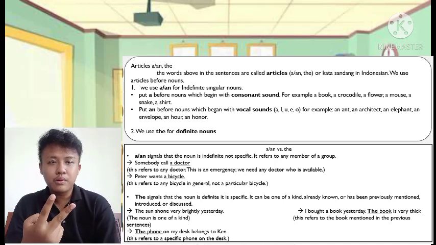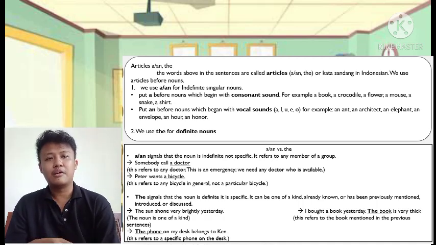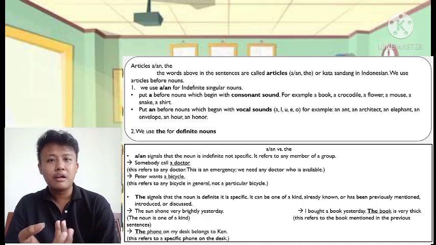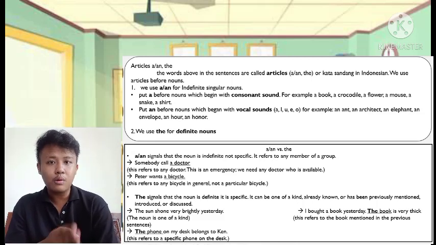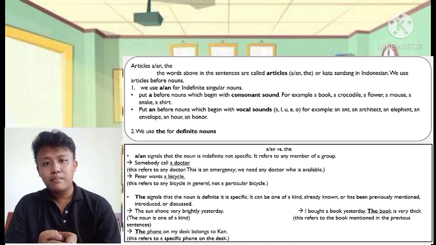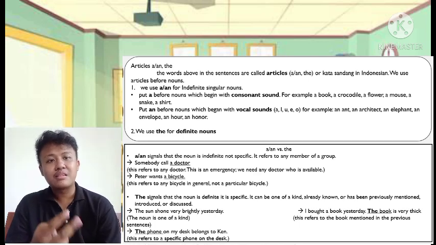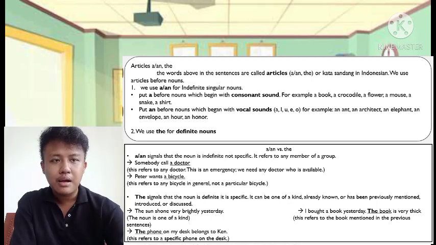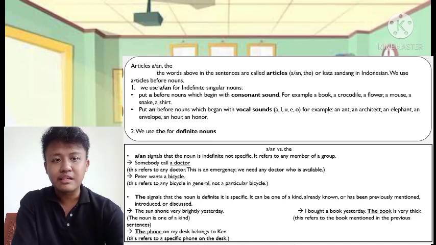Number two, put an before nouns which begin with a vowel sound. Vowel sounds are like a, i, u, e, o. So for example, an architect, an elephant, an envelope, an hour, and an honor. Number two, we use the for definite nouns. I'm going to explain to you about a, an, and the.